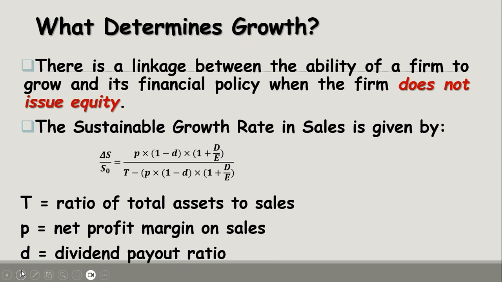the present sale and the projected sale, divided by S0, the initial sale, equals the profit rate multiplied by 1 minus dividend payout, multiplied by 1 plus debt to equity, divided by T, the ratio of assets to sales, minus profit rate multiplied by 1 minus dividend payout, multiplied by 1 plus debt over equity. So it is the formula to calculate the sustainable growth rate in sales.